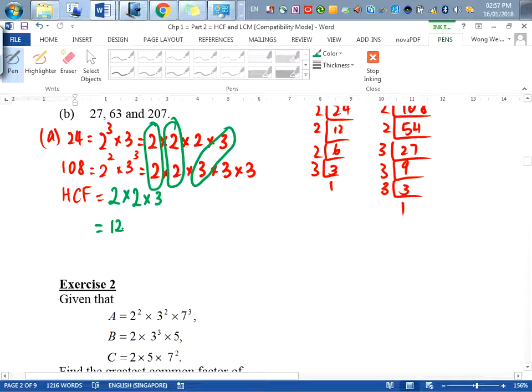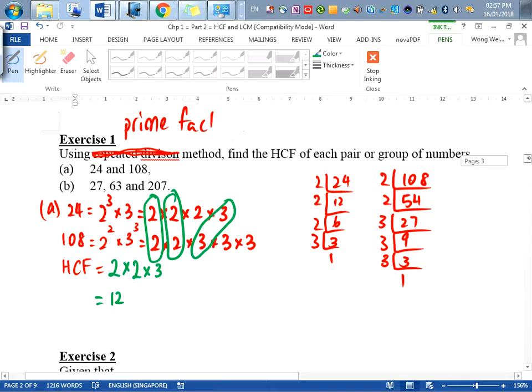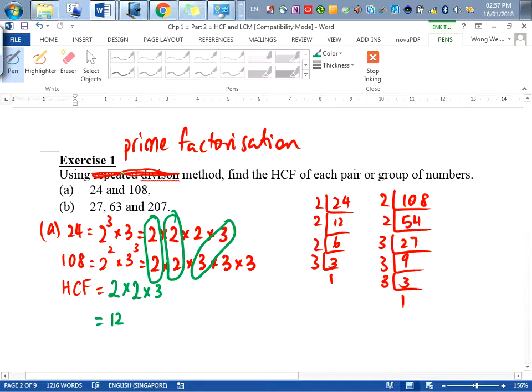And by the way, I need you to make some changes. Instead of using repeated division, which is the second method, we're going to use prime factorization, because what I've taught you so far is called prime factorization. Okay, change it.